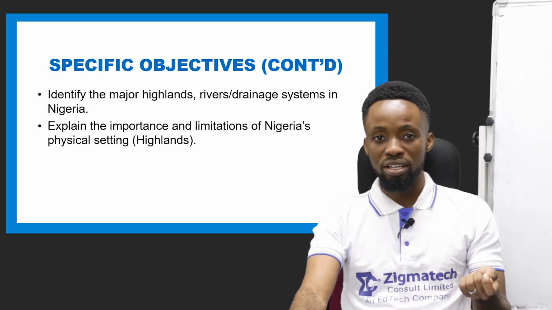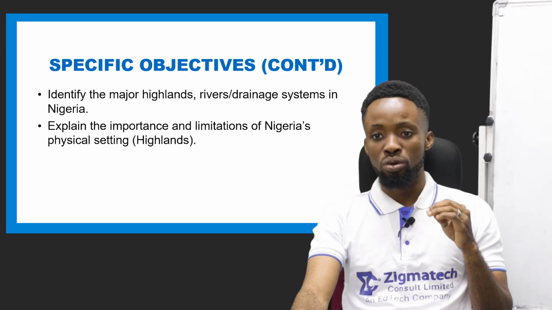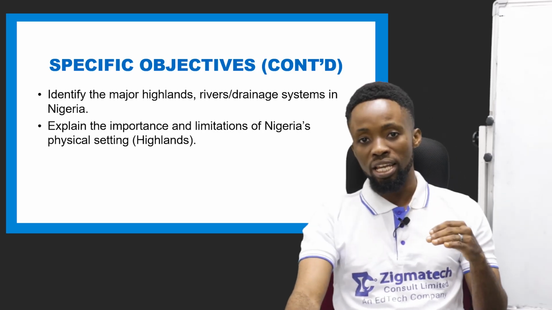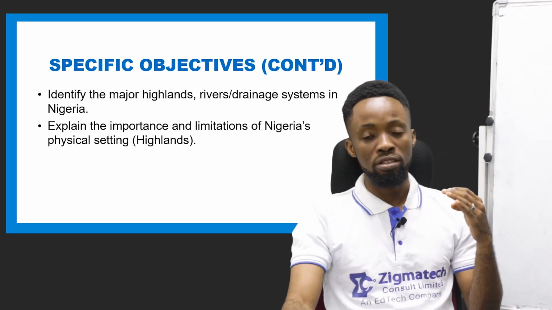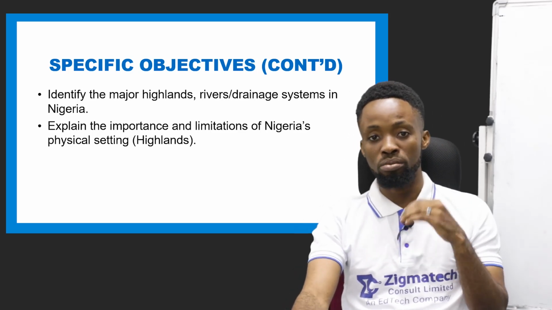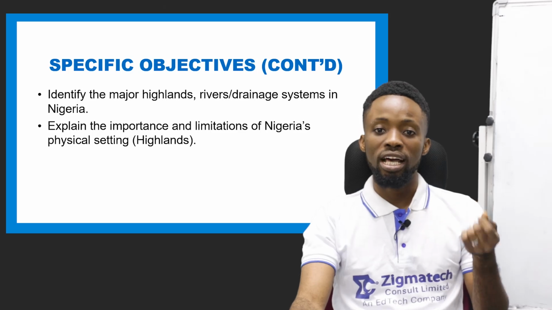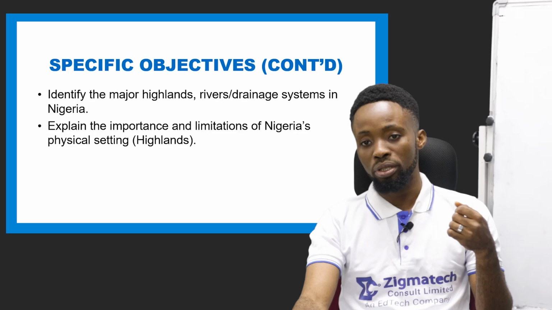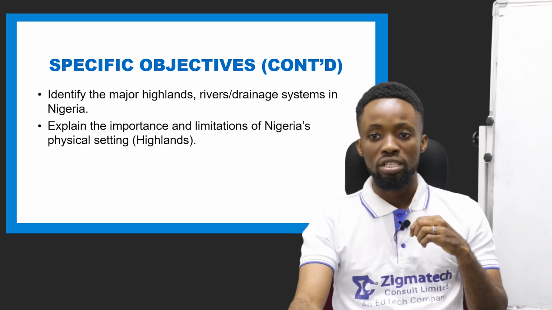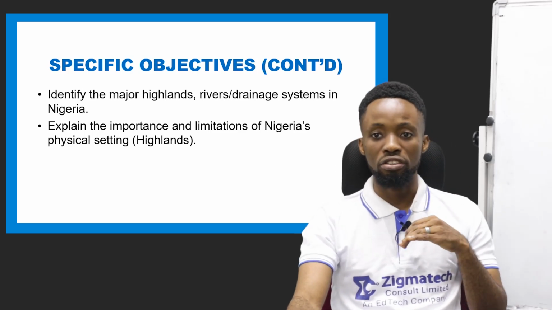Then in the second part of this lesson, we'll also look at the highlands and the lowlands areas in Nigeria. Then we'll look at the rivers and the drainage systems we have in Nigeria. And lastly, we are also going to look at the importance and the limitations of our physical settings in Nigeria.